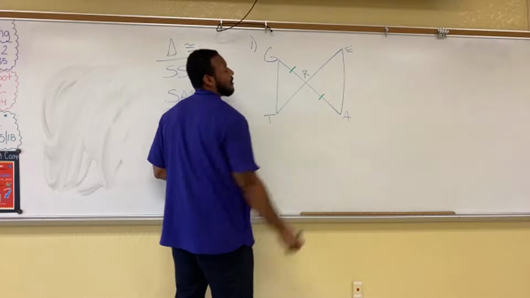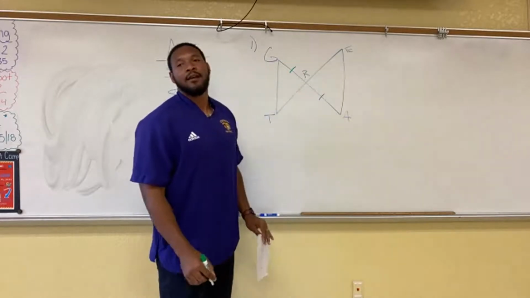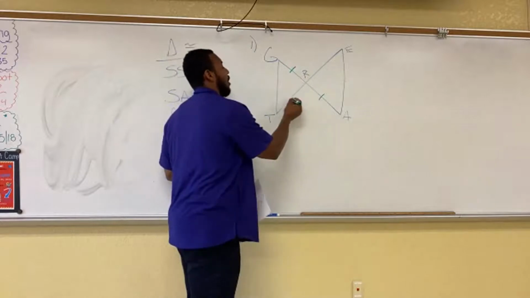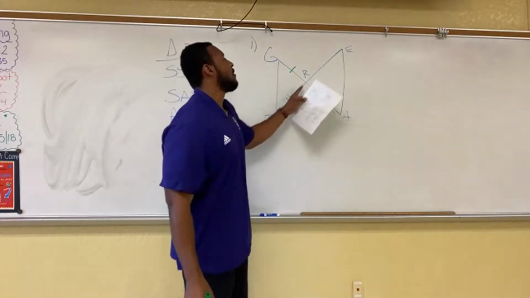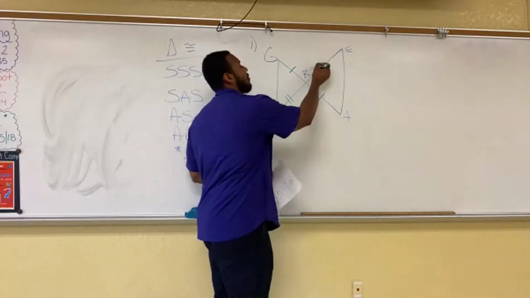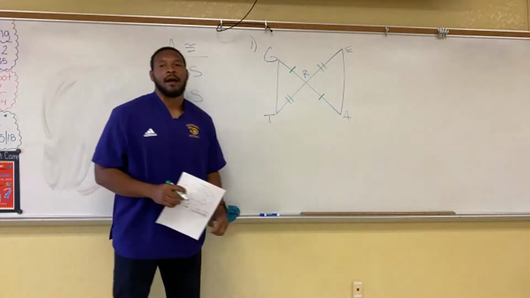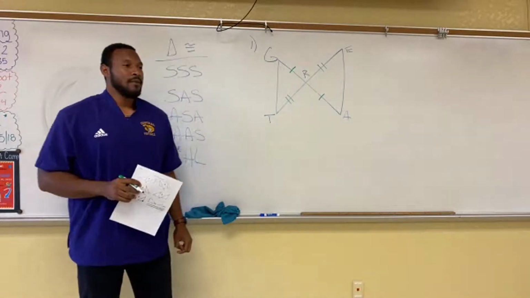Congruent is the word I'm looking for. Good. And that means R cuts E and T in half, right? So from T to R, it should be what to R to E? Should it be the same or different? Should be the same, right? Congruent. Boom. Guys, make sure y'all mark this up on your paper too. Y'all got paper copies for that.